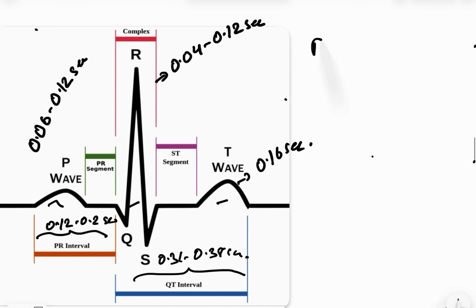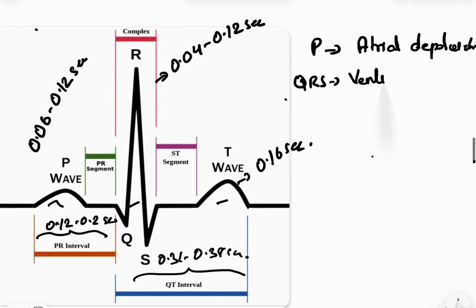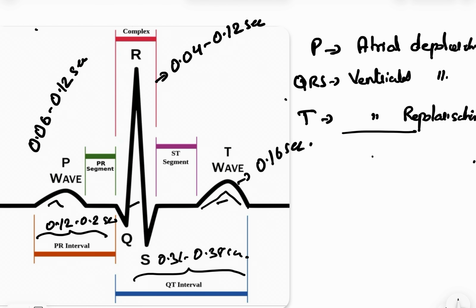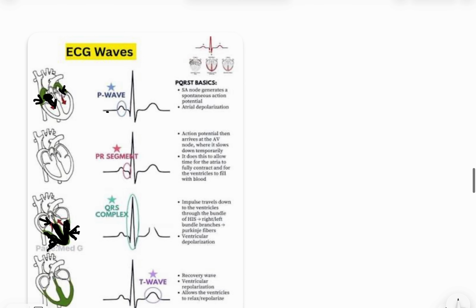The P wave is atrial depolarization. QRS shows ventricular depolarization and the T wave shows ventricular repolarization. I also mentioned that this question on the T wave has been asked many times. What does the T wave in an ECG depict? That is ventricular repolarization. And then we studied what is happening in each part of the ECG.